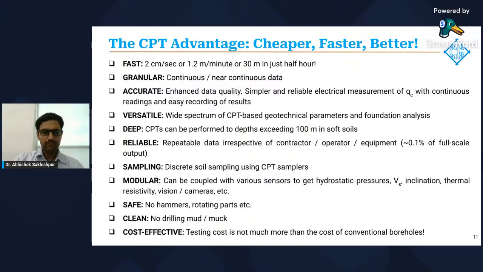The CPT is safe in comparison to the SPT, so we don't have any hammers or rotating parts involved here. It's clean, so there's no drilling mud or muck. And finally, the CPT is cost effective, and the testing cost is not much more than the cost of conventional boreholes.